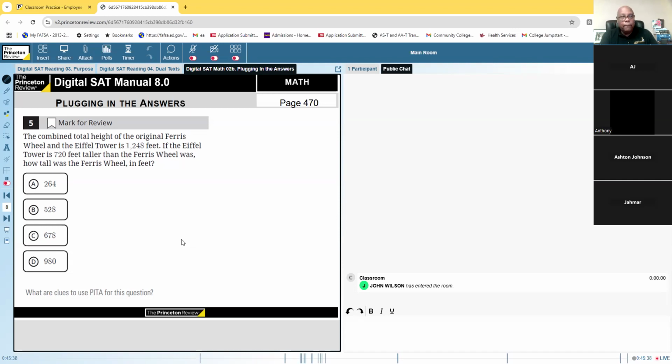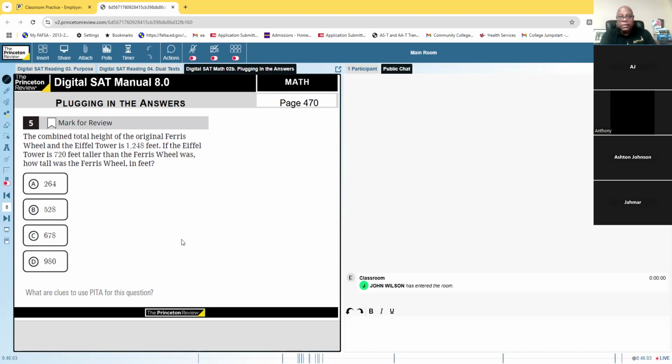The combined total height of the original Ferris wheel and the Eiffel Tower is 1,248 feet. If the Eiffel Tower is 720 feet taller than the Ferris wheel was, how tall was the Ferris wheel in feet? This is a for sure Peter problem.